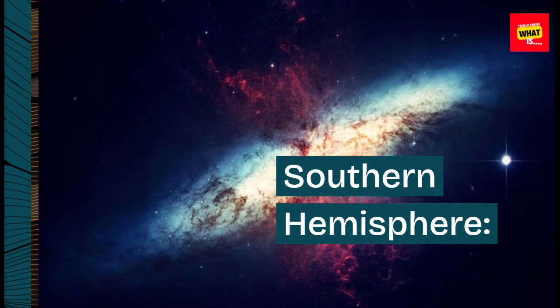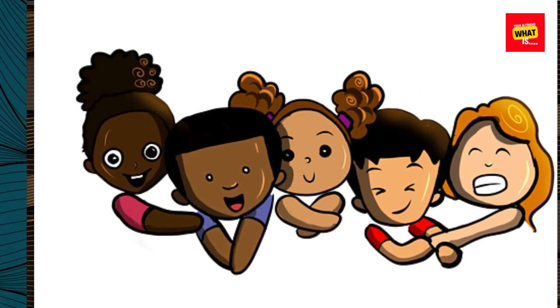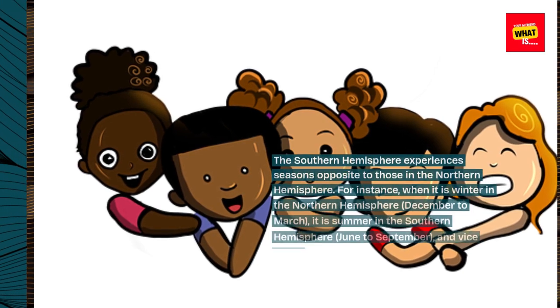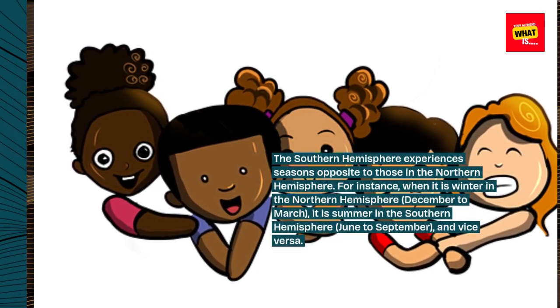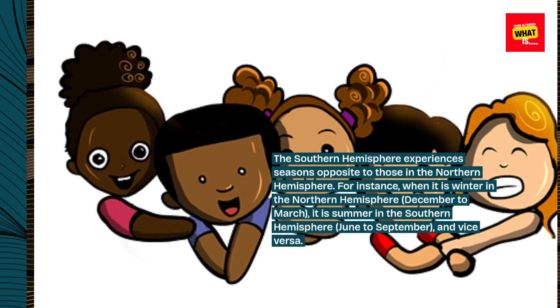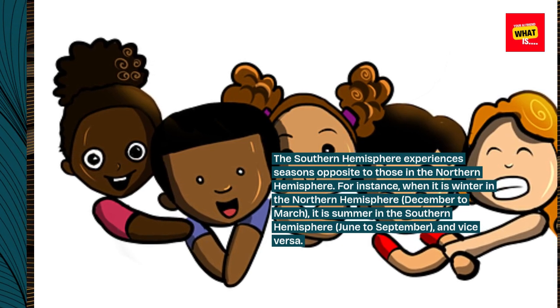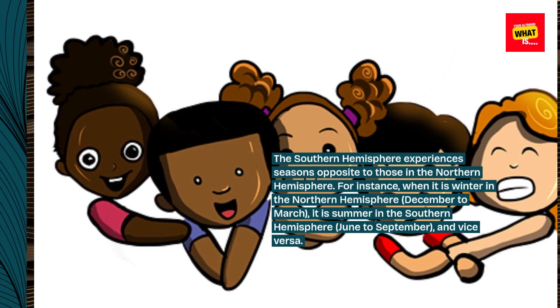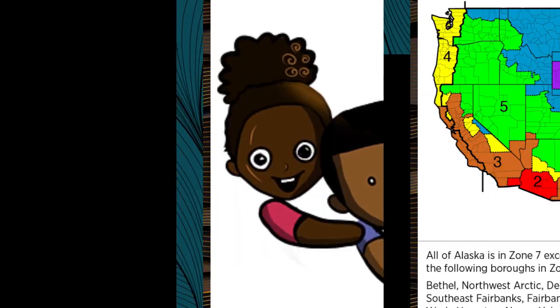Southern Hemisphere. The Southern Hemisphere experiences seasons opposite to those in the Northern Hemisphere. For instance, when it is winter in the Northern Hemisphere, December to March, it is summer in the Southern Hemisphere, June to September, and vice versa.